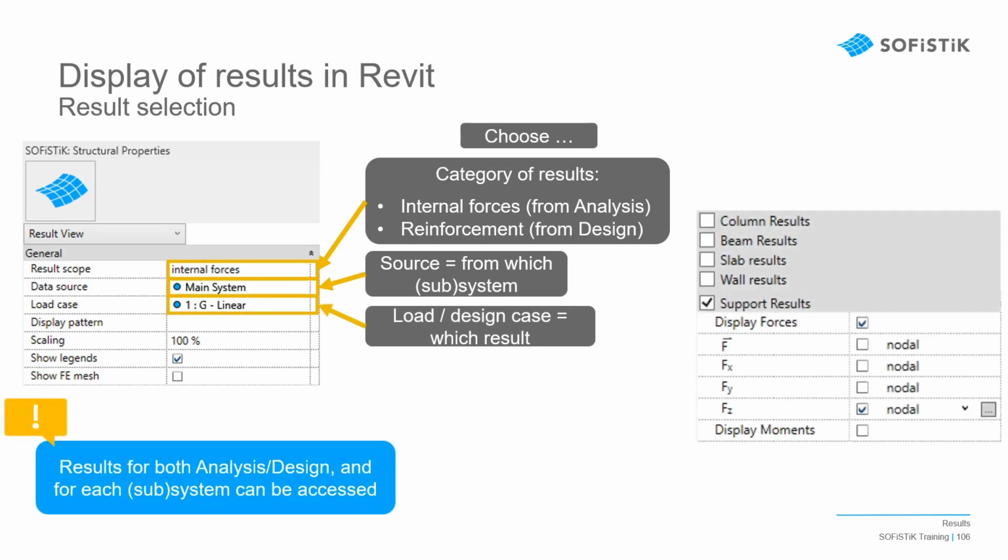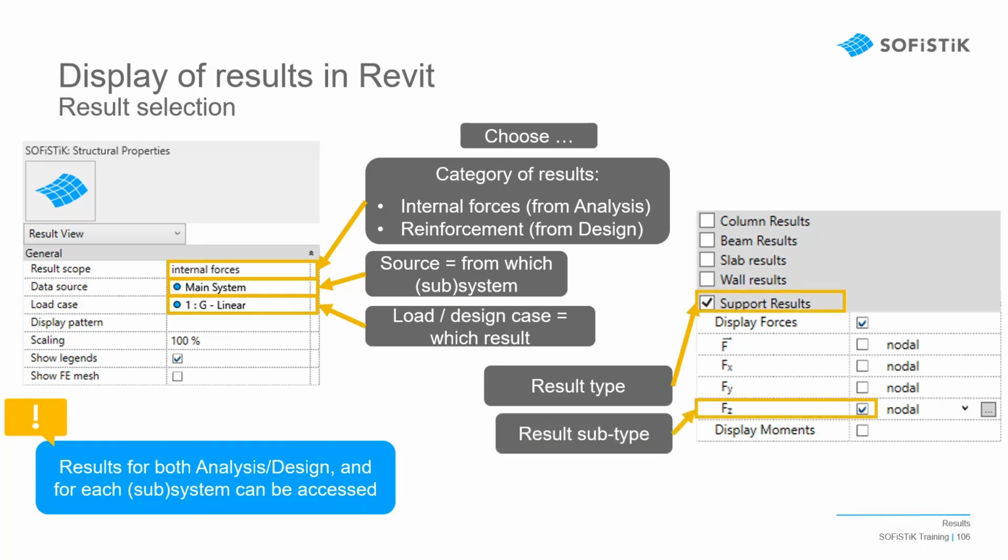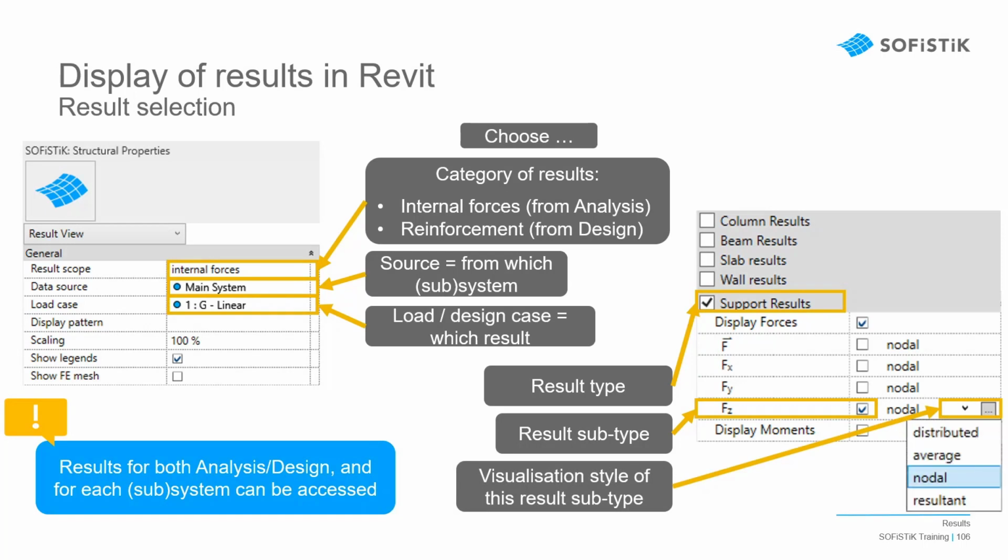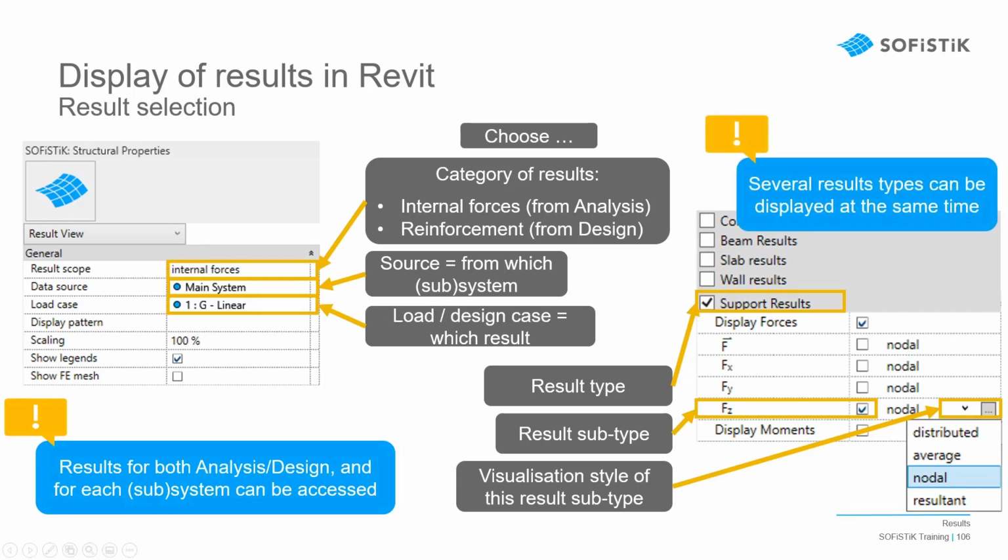Based on this selection, we can now choose which detail should be displayed. First, by checking the result type, for instance support values, and subtype, so here the Z component of the support values, as well as its representation style, such as nodal values. Of course, it is possible to display several results at the same time.